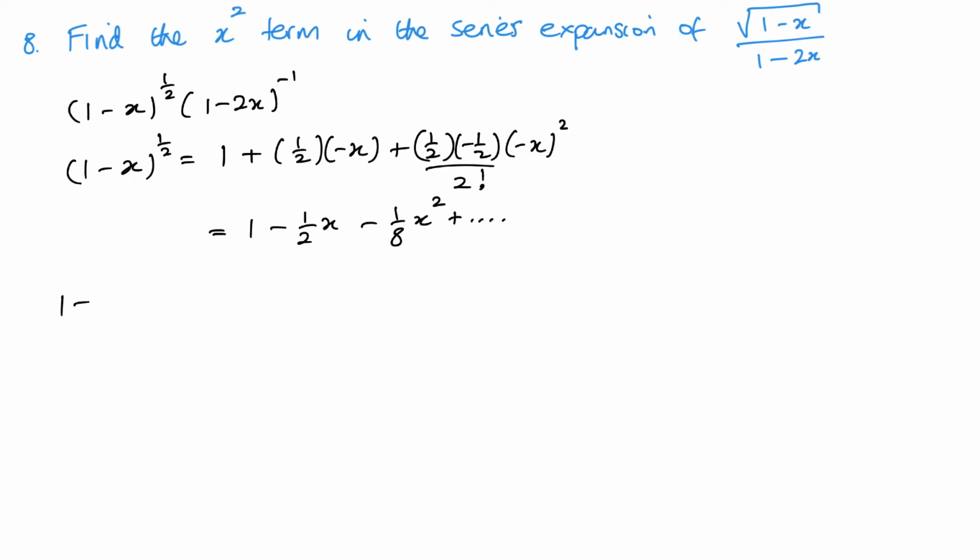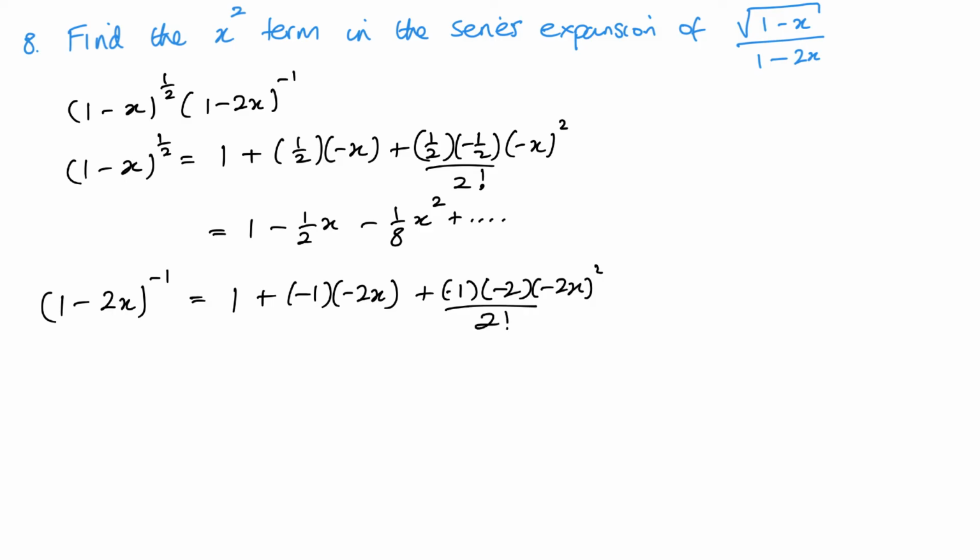Next, I'm going to look at the 1 minus 2x to the minus 1. And that is going to give me 1 plus, so we get minus 1 times minus 2x plus minus 1 times minus 2 times minus 2x squared over 2 factorial. So this is 1 plus 2x plus 4x squared.